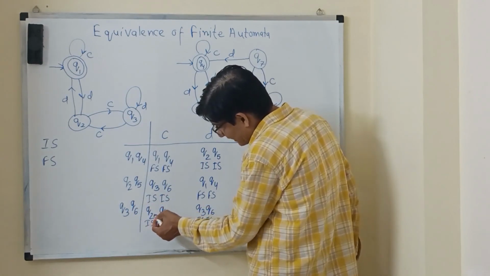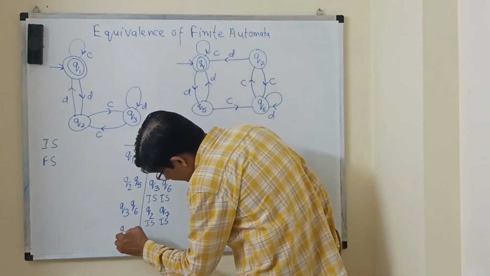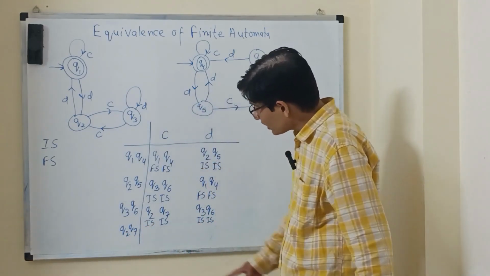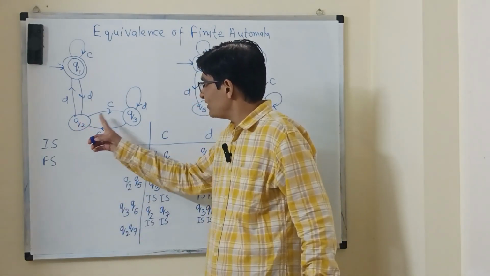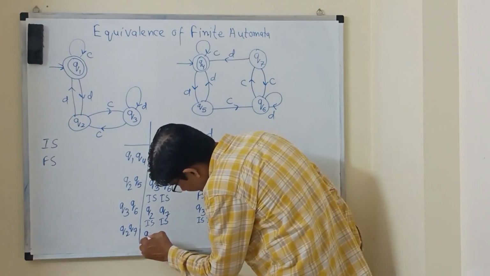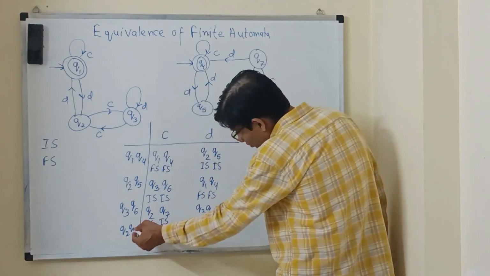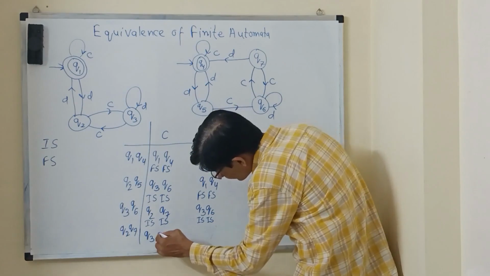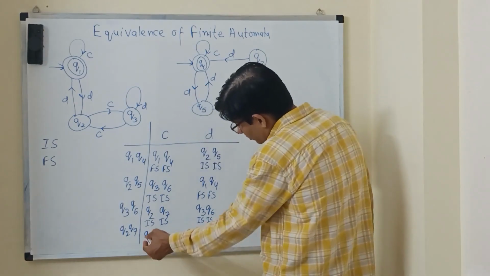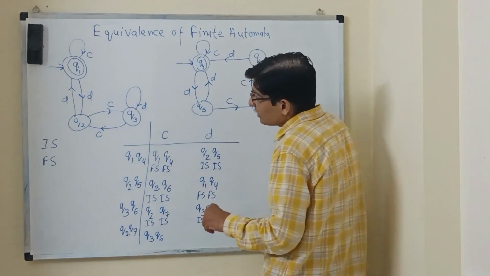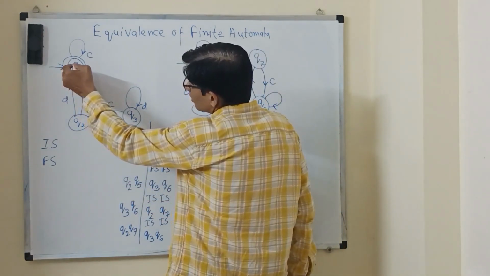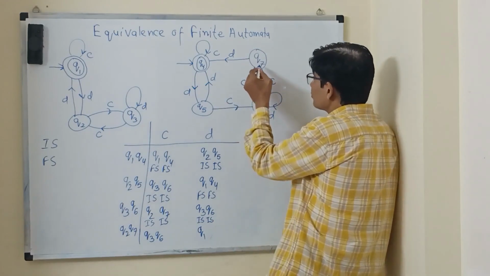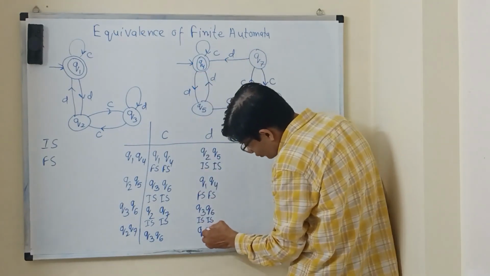Now a new state is there, Q2, Q7. So again we will start with Q2, Q7 and apply the same process on this also, right? Now on Q2, if we are applying C, so we are moving to Q3. And on Q7, if we are applying C, so we are moving to Q6. Now on Q2, if we are applying D, so we are moving to Q1. And on Q7, if we are applying D, so we are moving to Q4.